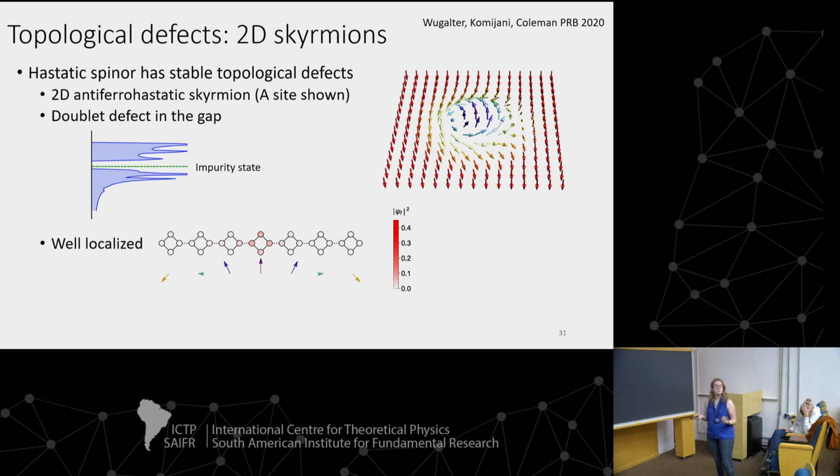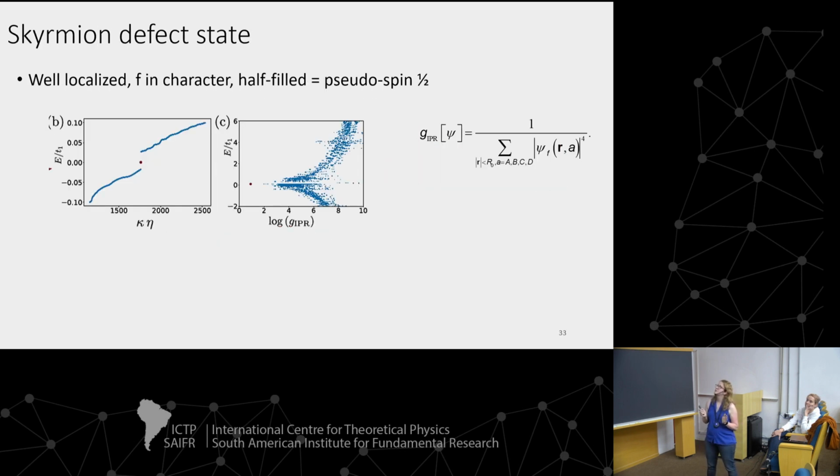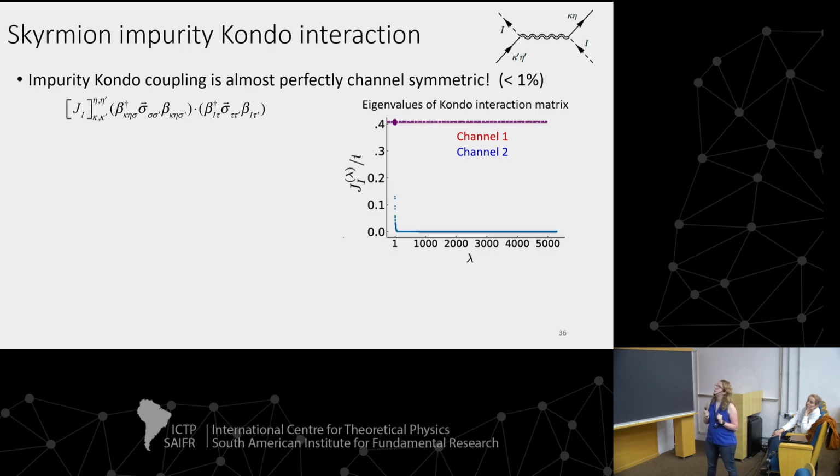And the inverse participation ratio shows it's the only localized state in our problem with closed boundary conditions. And it's very, very strong F weight. But here it's much smoother. The Kondo hole was mainly here, while this is spread out. Now we go through the whole same process and get our Kondo couplings. You see they're much more symmetric, even just looking at the diagonal Kondo couplings. When we diagonalize this matrix, we find less than 1% anisotropy.